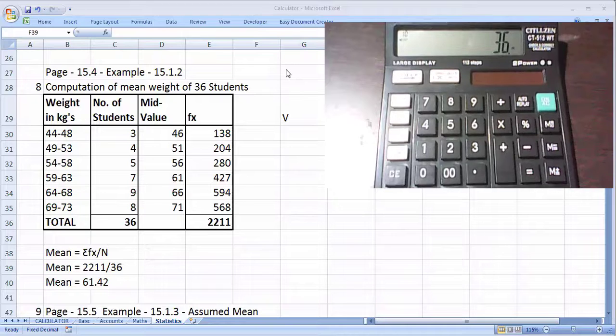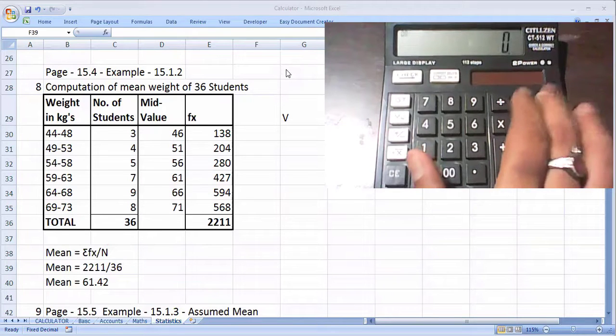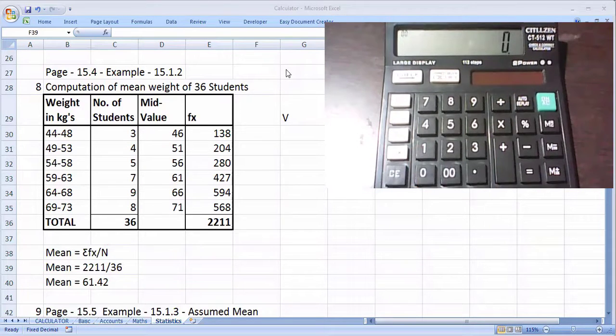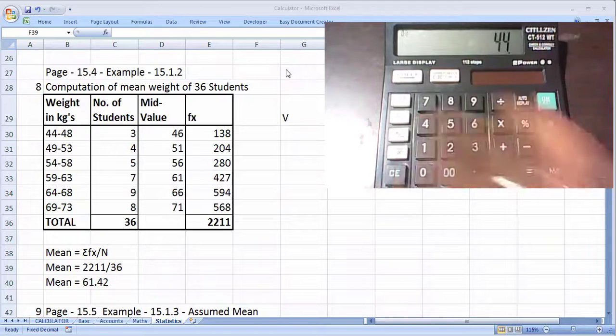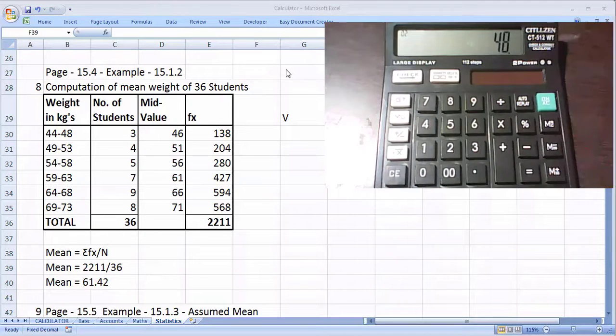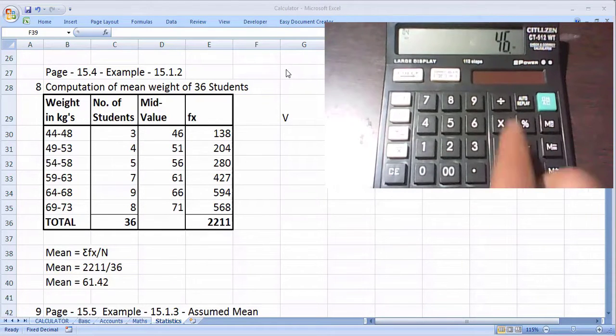Now what is this fx? What is fx here? fx means we will calculate the multiplication of the number of students into the mid value. Is it right? So first we need to find out the mid value. How to calculate it? What are the class boundaries? 44 plus 48 divided by 2 will give you 46. That is the mid value. Now into the number of students.